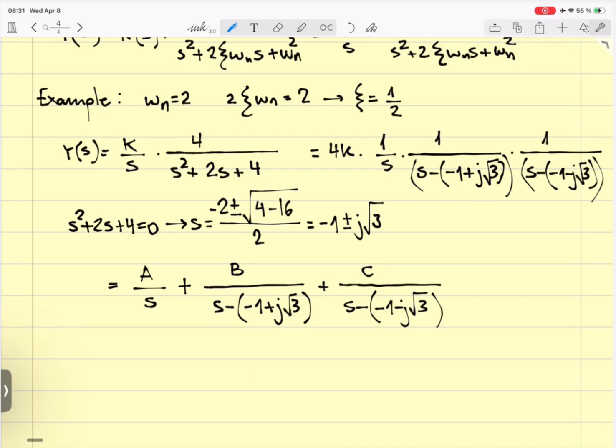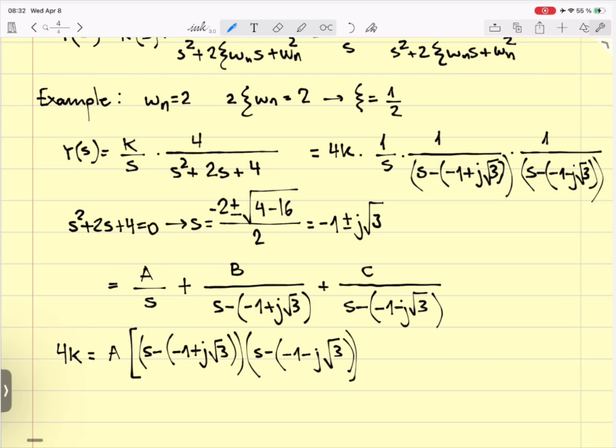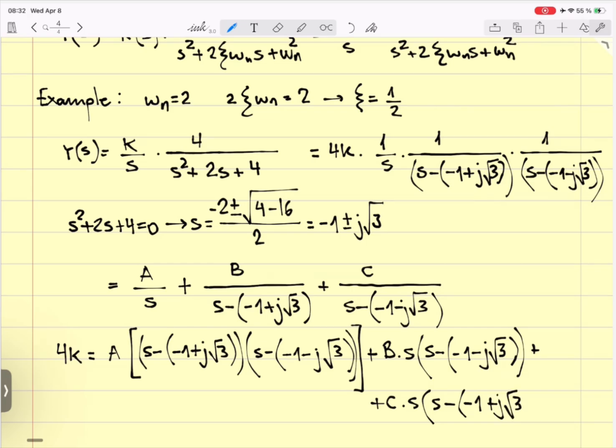So as a result, we have that for k equals a times (s minus 1 plus j square root of 3) times (s minus 1 minus j square root of 3) plus b times s times (s minus 1 minus j square root of 3) plus c times s times (s minus 1 plus j square root of 3).